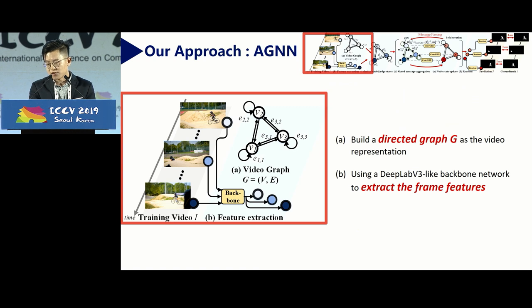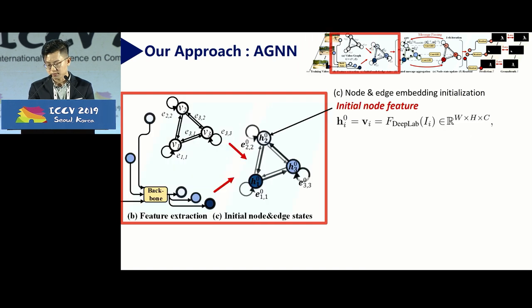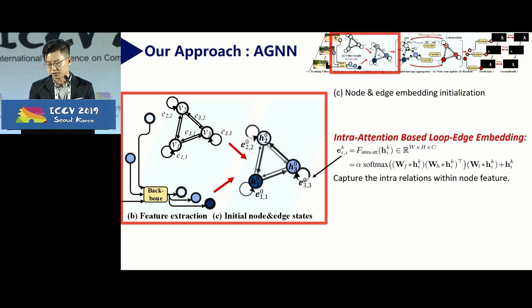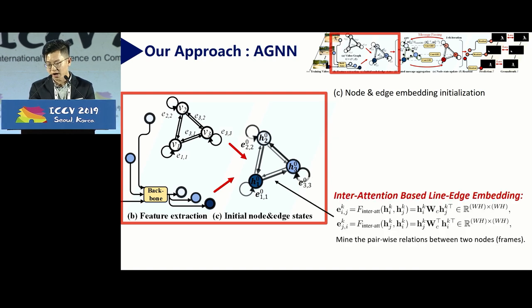More specifically, we first build a directed graph G as the video representation. Then we use a DeepLabV3-like backbone network architecture to extract the frame features. After that, with the initial node features, we compute the loop edge embeddings by an inter-attention model, which captures the interrelationship between node features. This can be viewed as a special attention mechanism. To mine the pairwise relationships between any pair of nodes, we design an inter-attention module. It captures the correlations between two nodes in a high-level embedding space.